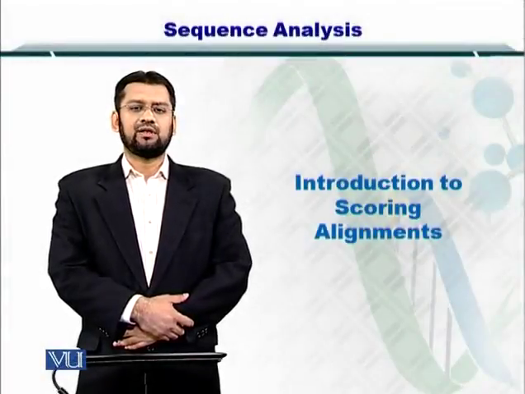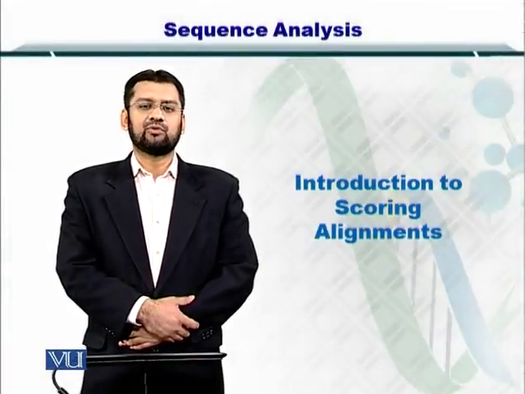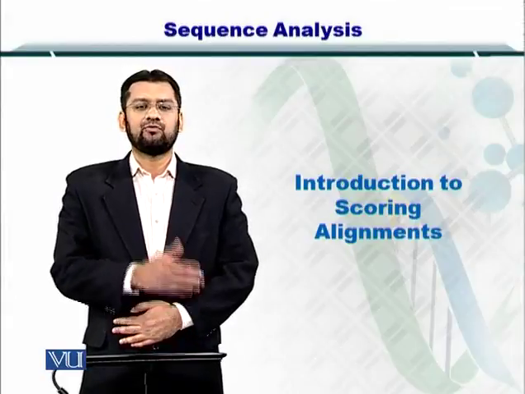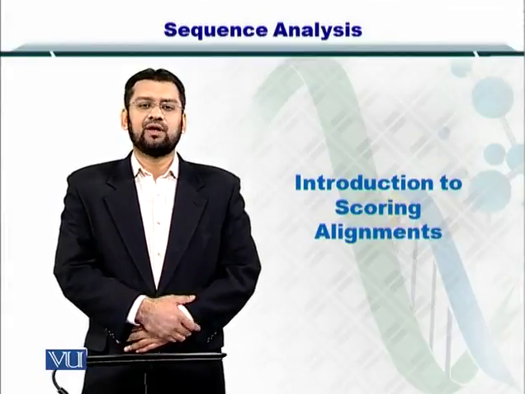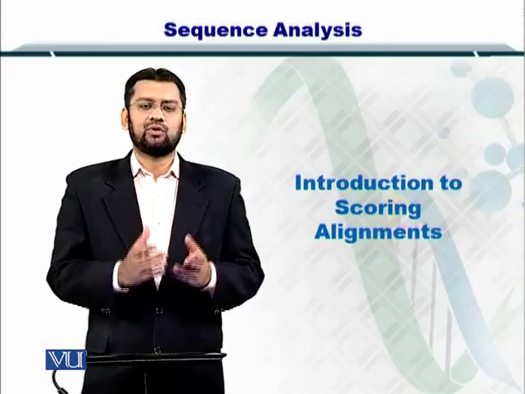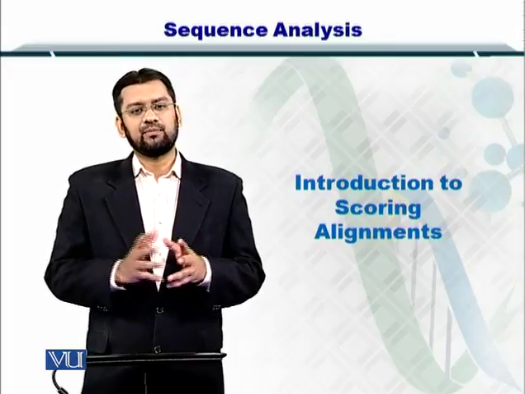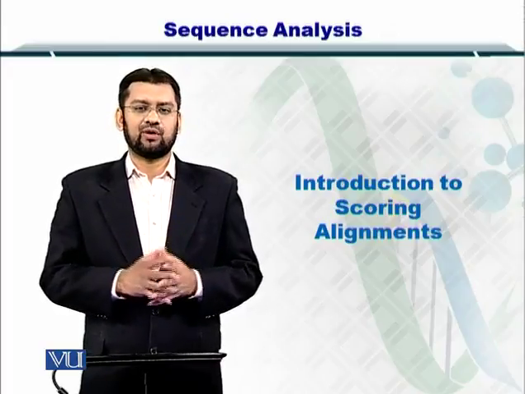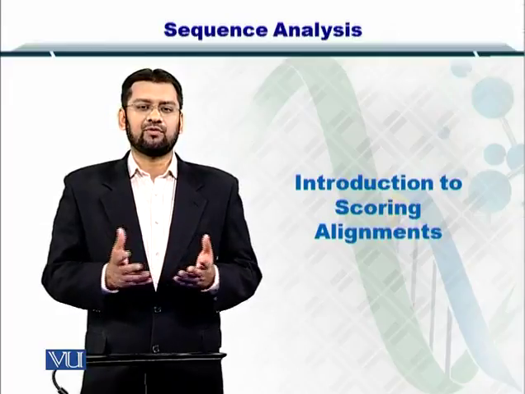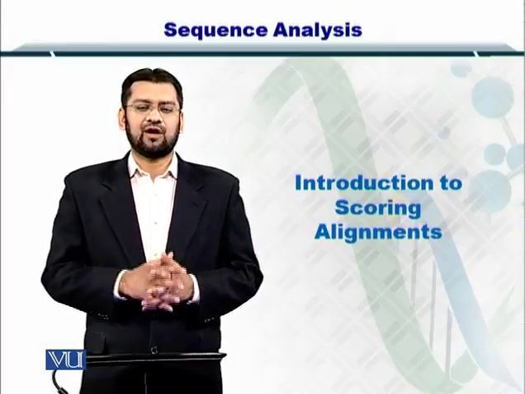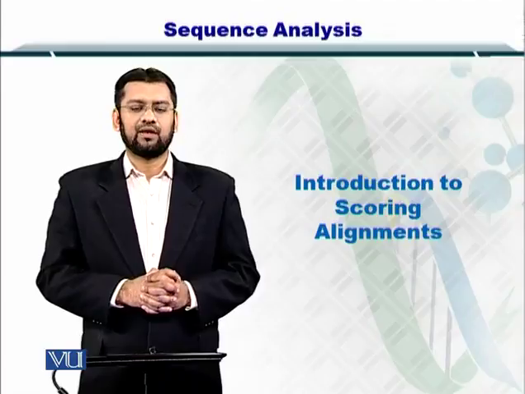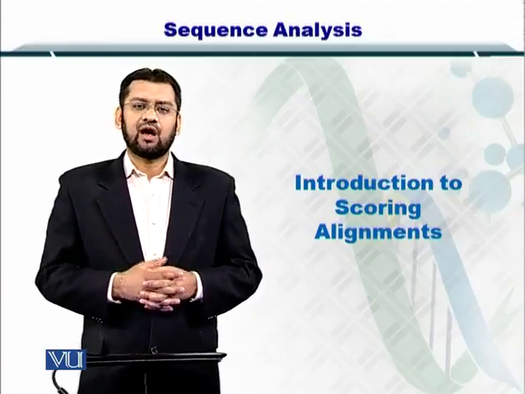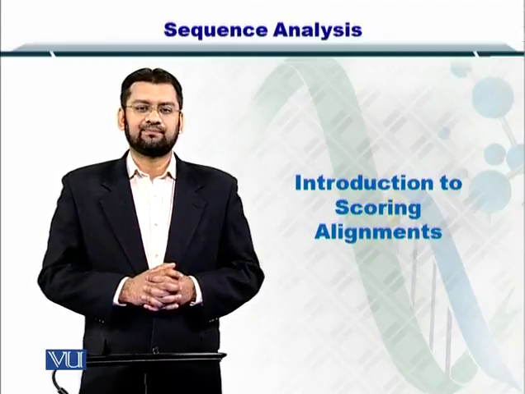Dear students, up till now we have only looked at simple scoring schemes. For instance, for a match we have awarded a +2 or a +1. For a mismatch we have awarded a -1. And for a gap we have awarded -10, -5 or -1. So one wonders, how do we assign these numbers?